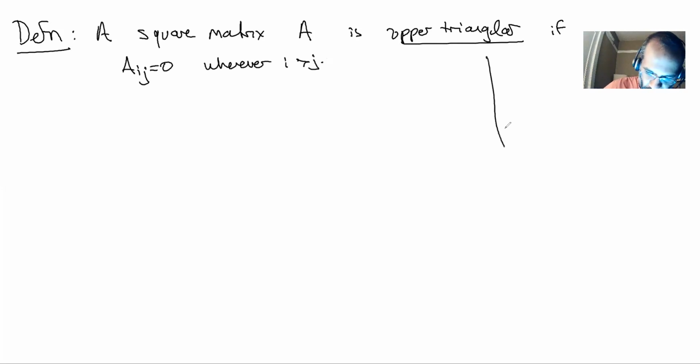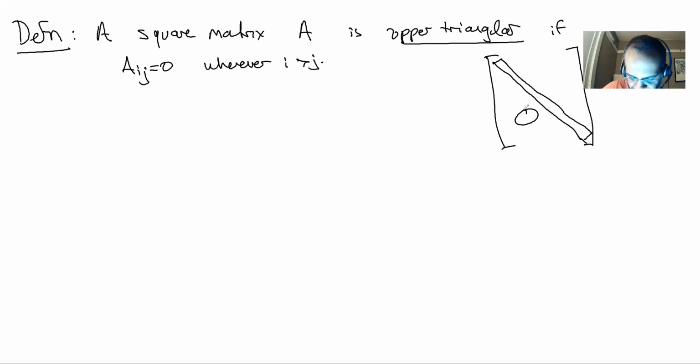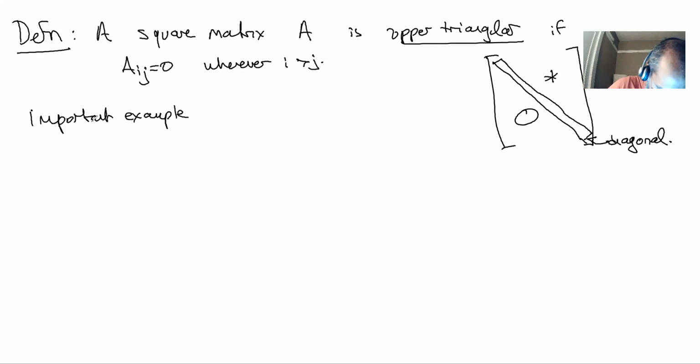Okay, what all this means is that there's some special entries in a matrix called the diagonal. And this is just saying you're 0 below the diagonal. It means if your row index is bigger than your column index, you're 0. And here you can be anything. This is called the diagonal. And the most important example is any matrix in row echelon form is upper triangular.